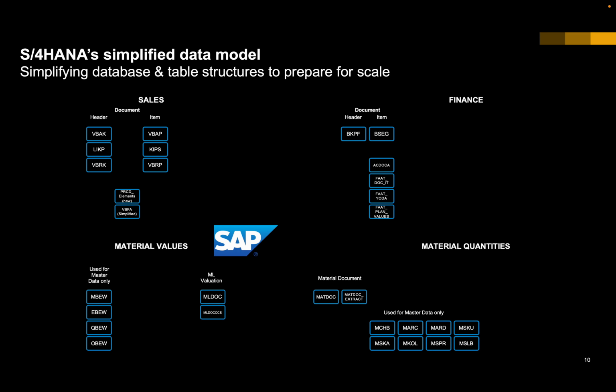SAP claims that customers can experience a 50% reduction in data footprint by taking advantage of HANA's data compression technique. SAP also claims that reports run 100 times faster in S4HANA, and customers experience improved insights, better forecasting, and experience with the help of S4HANA.